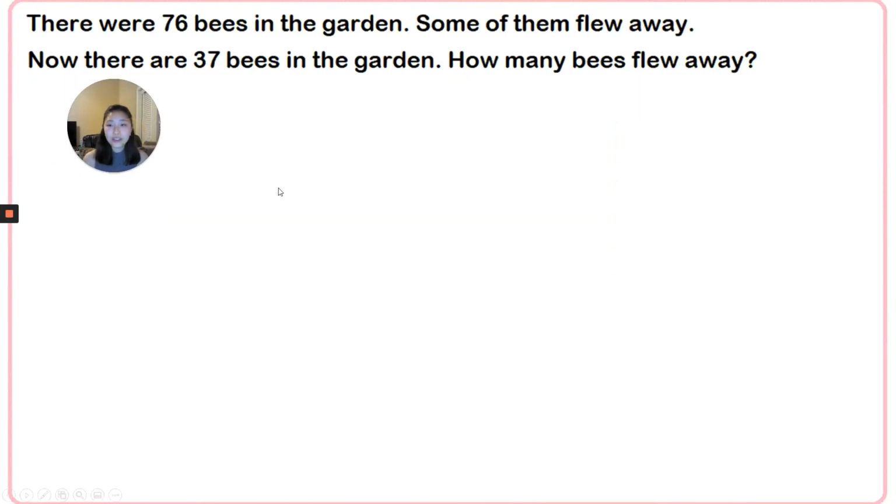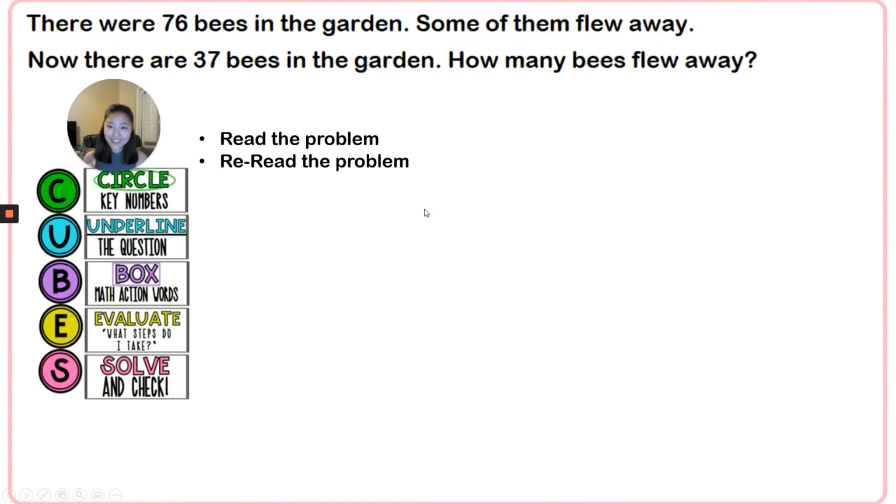So right here, we're going to make sure that you are on CGI 42. We're almost at the end of this packet, and we're almost towards the weekend. So make sure you're on the correct packet, make sure you're on the correct page, and we're going to get going. There were 76 bees in the garden. Some of them flew away. Now there are 37 bees in the garden. How many bees flew away? This is your turn to pause the video and reread the problem to me.